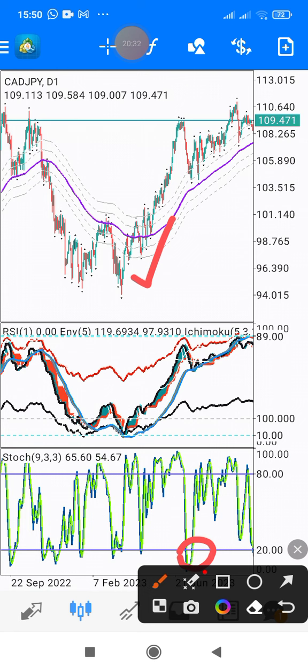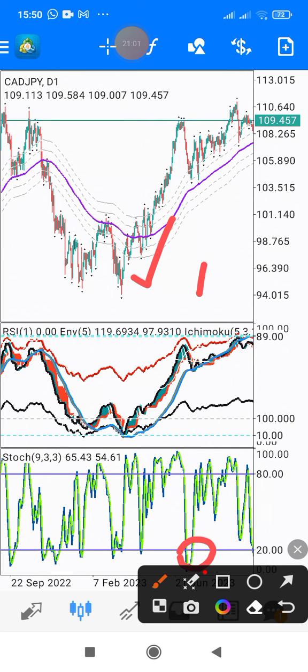Then stochastic, we'll wait for it to bounce. Then when it comes back to the lowest point in the market is when we enter. Why do we enter on a lower part? This is like just a matter of trading. You buy item at a lower price, at the cheapest price in the market.